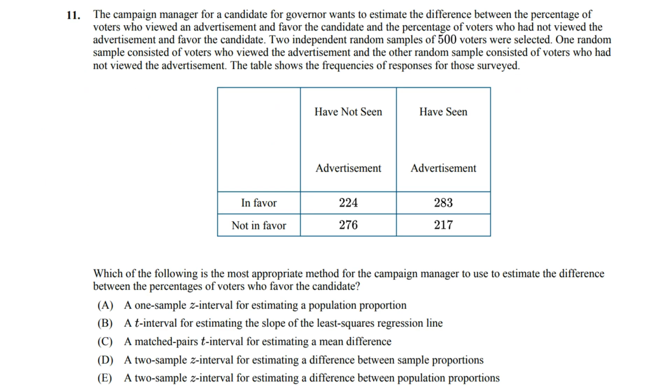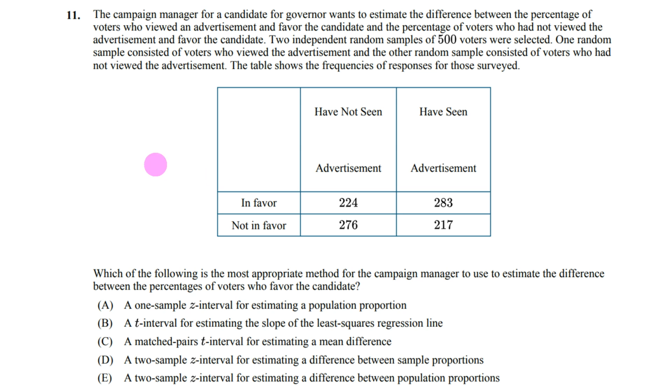Okay, this is a fairly straightforward one. They're going to throw some things at you that you don't need. The campaign manager for a candidate for governor wants to estimate the difference between the percentage of voters who viewed an advertisement in favor of the candidate and the percentage of voters who had not viewed the advertisement. Two independent random samples of 500 voters were selected. One sample consists of voters who viewed the advertisement and one random sample consists of voters who had not viewed the advertisement. The table shows the frequency of both. Which of the following is most appropriate for the campaign manager to use to estimate the difference between the percentages of voters who favor the candidate?